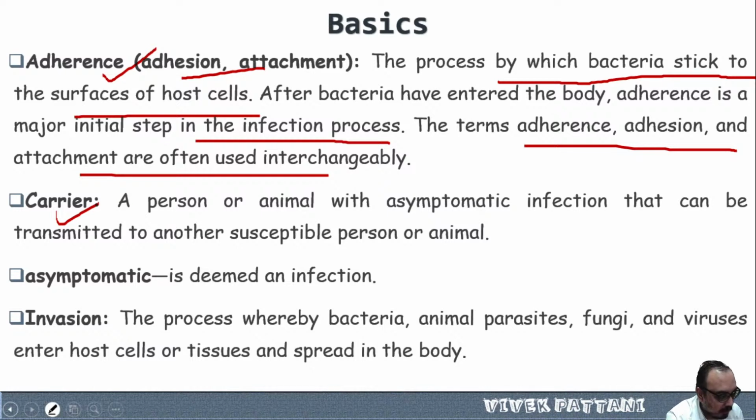The next word is asymptomatic. It is basically a dimmed infection. What do we mean by a dimmed infection? It means there are very few symptoms or no symptoms that appear, but he will be having a pathogen in his body.